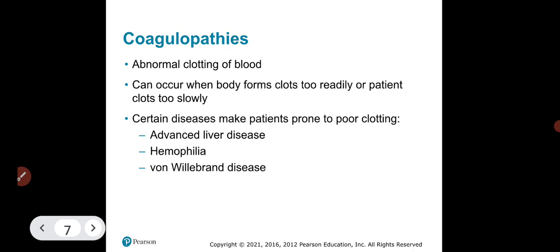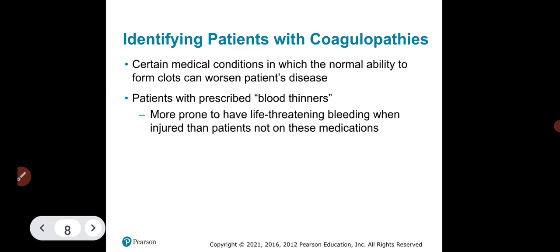Coagulopathies. Abnormal clotting of blood can occur when the body forms clots too readily or the patient clots too slowly. Certain diseases make a patient prone to poor clotting. Those are advanced liver disease, hemophilia, and von Willebrand disease. Identifying patients with coagulopathies. Certain medical conditions in which the normal ability to form clots can worsen patients' disease. Patients who are prescribed blood thinners are more prone to have life-threatening bleeding when injured than patients not on these medications.